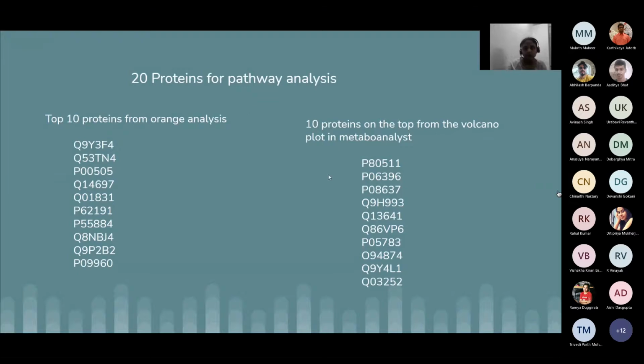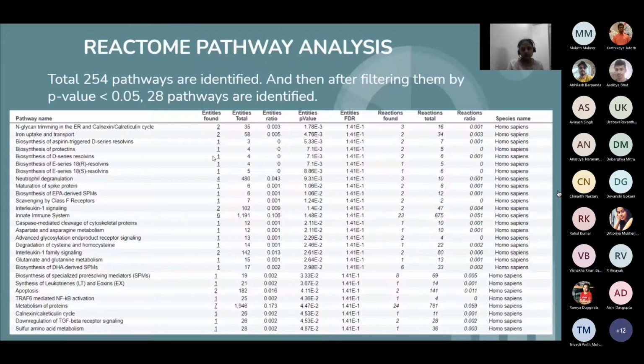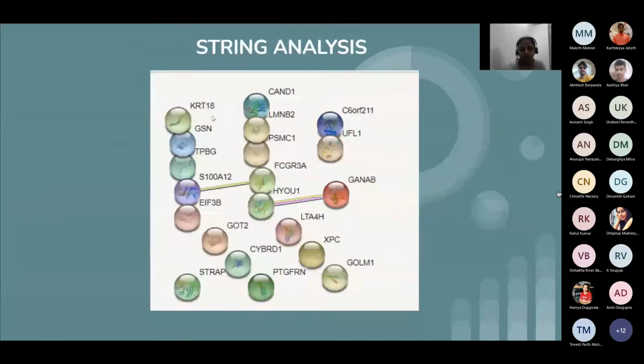Now I have sent these 20 proteins to STRING analysis, and as we can see, every protein is individual. There are only 2 proteins which are connected. So basically, we can say that every protein is individual, and for the most part there is no connection between the proteins.